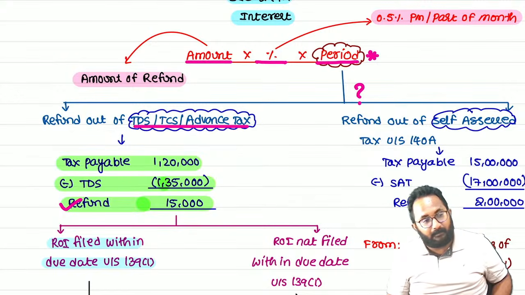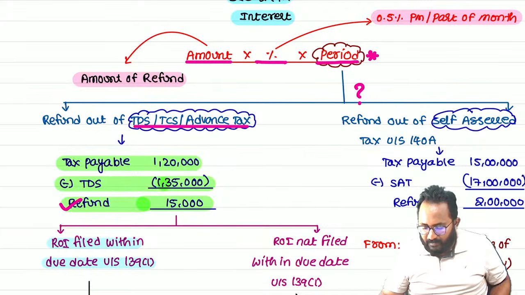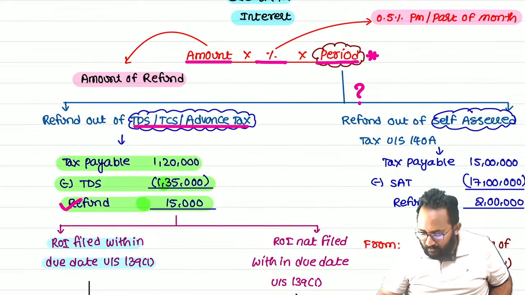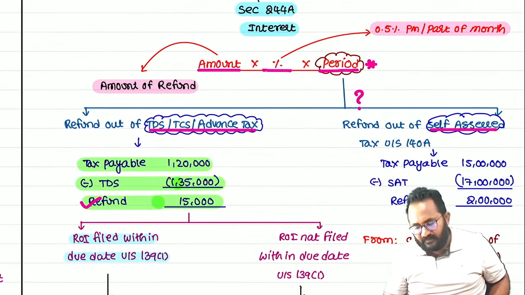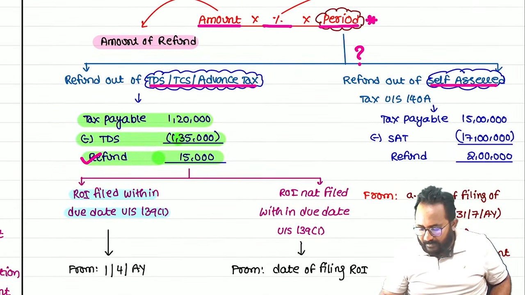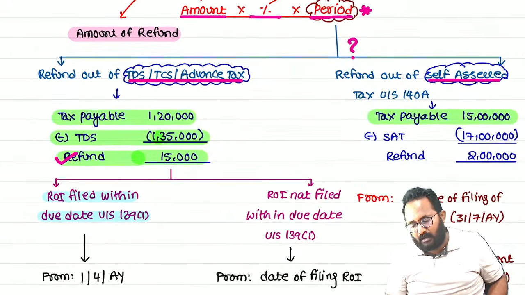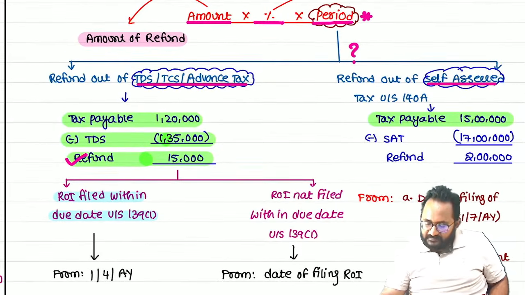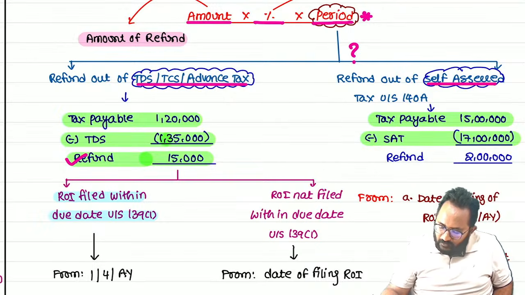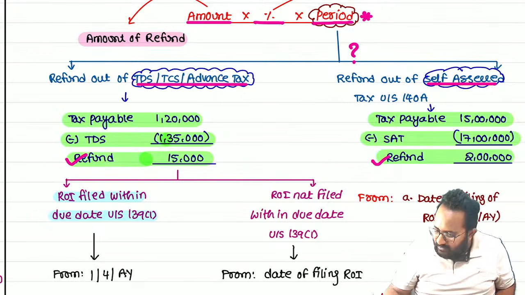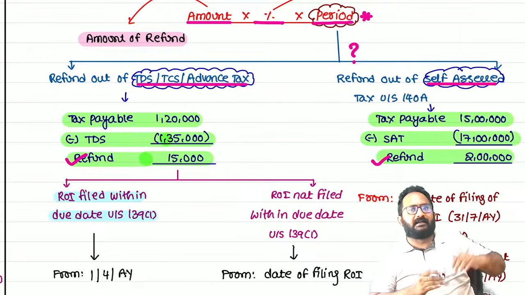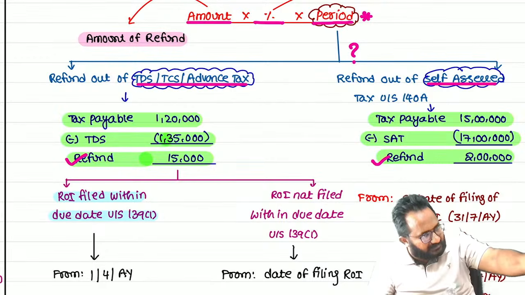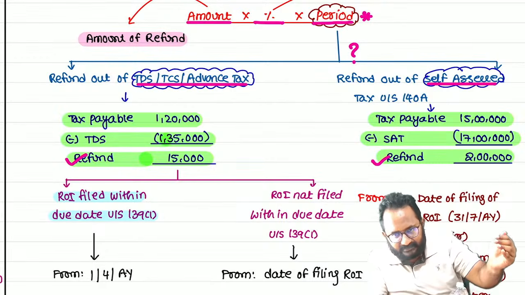Next, in some cases assessees paid the excess tax as self-assessment tax. Now tax payable in the assessment year is 15 lakh, but we paid 17 lakh. Now how much refund will you get? 2 lakh. But now you are getting the refund from self-assessment tax. You have to ask the question: are we getting the refund from self-assessment tax, or from TDS, TCS or advance tax?